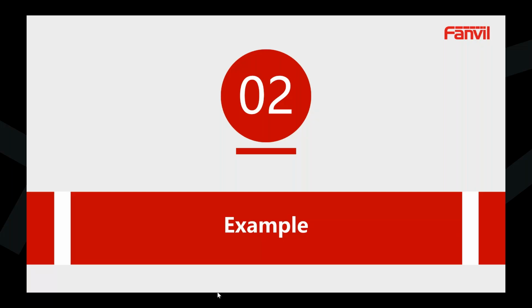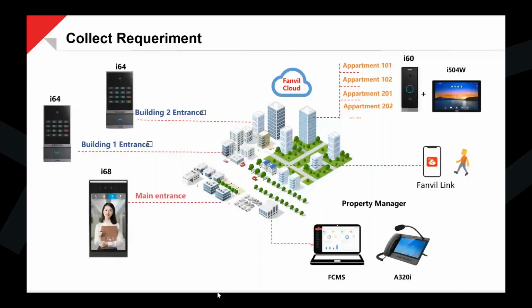Now let's go through some examples for the projects. Here, we categorize the FCMS into 3 main application scenarios: communities, villas, and offices. In the community scenario, we deploy E-series door units and indoor units at the main entrance, the building entrance, and the residence units.